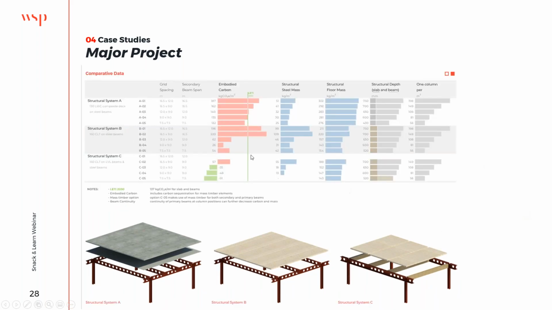So this is a comparison study. Top elements being the composite deck solution, and this line here being the LETI 2030 requirement for the slabs and beams of a superstructure, circa 137 kilograms of CO2 per meter squared. And as you can see in the CLT hybrid solution, the kind of sweet spot for the grid was 12 by 9, and obviously reducing further and further down, we are reducing the embodied carbon. And obviously, the more timber elements we have in structural system C, the more we move towards a carbon neutral solution when we take into account sequestration of the whole life cycle.